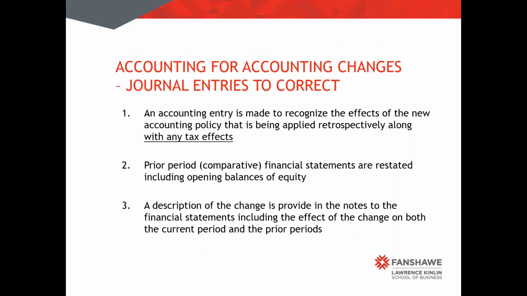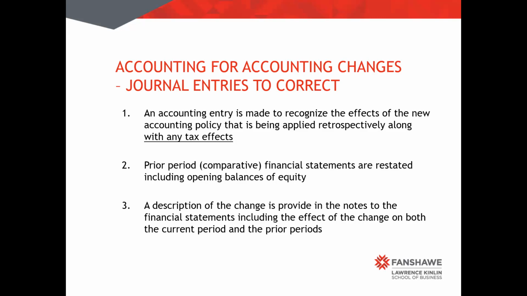So how do you account for it? The journal entries on how to correct. So an accounting entry is made to recognize the effects of any new accounting policy. Okay, so when you're posting retrospectively, you need to remember to include any tax effects. Okay, so say the tax was a 30% corporate tax rate last year at a $100,000 error, up or down, the $70,000 is the net of the $100,000. Let's use the $30,000, 30% tax recovery or tax expense, and you need to consider that as part of your journal.